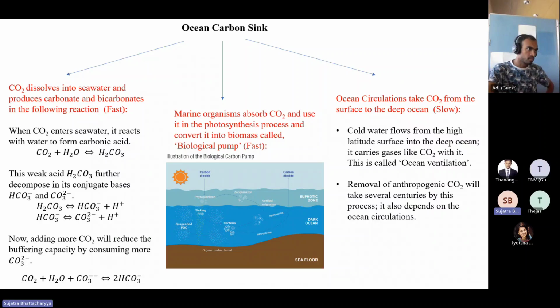Third, ocean circulation takes the CO2 from the sea surface to the deep ocean. Cold water flows from the high latitude surface into the deep ocean. It carries gases like CO2 with it. This is called ocean ventilation. Removal of the anthropogenic CO2 will take several centuries by this process. It also depends on the ocean circulations.